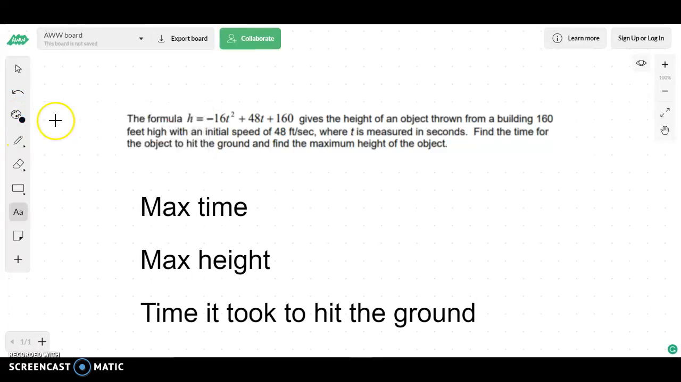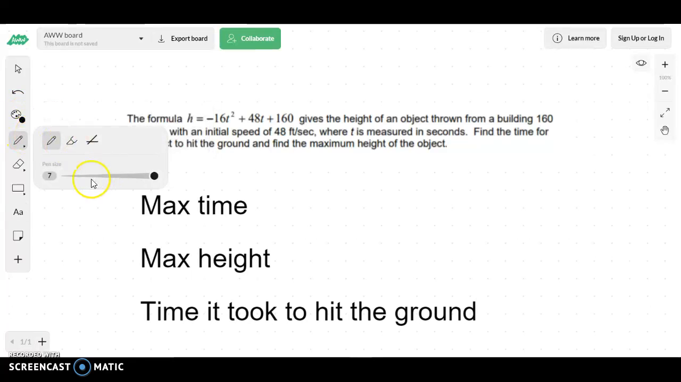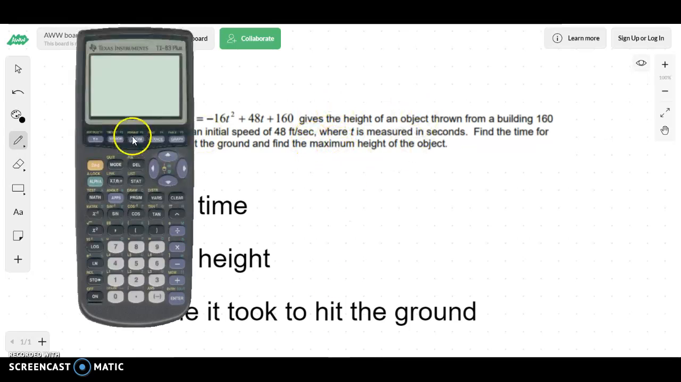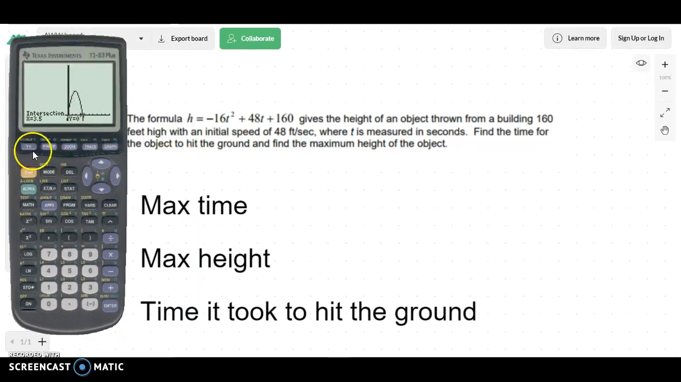Let's look at the rest of the type of problems now. So the next thing that we're going to look at is problems that are application problems. If I get an application problem like this, the first thing I'm going to do is use my graphing calculator to go through and solve this.